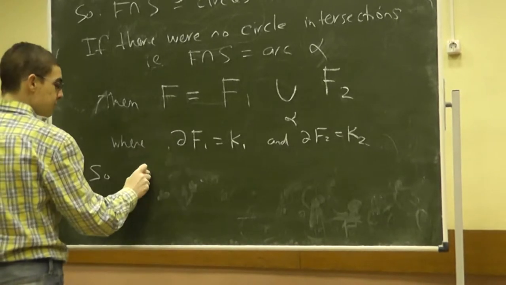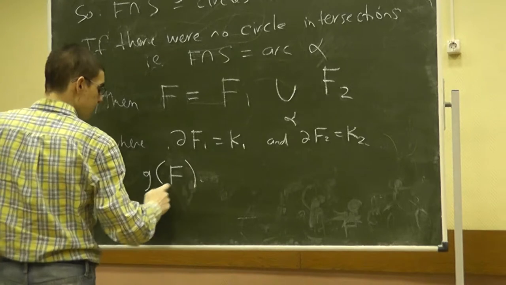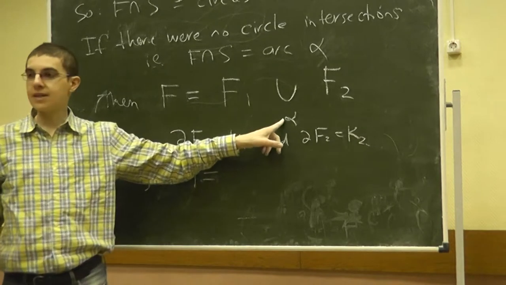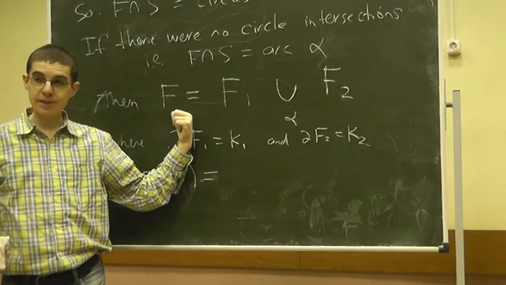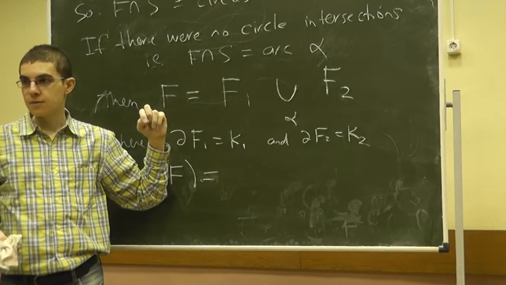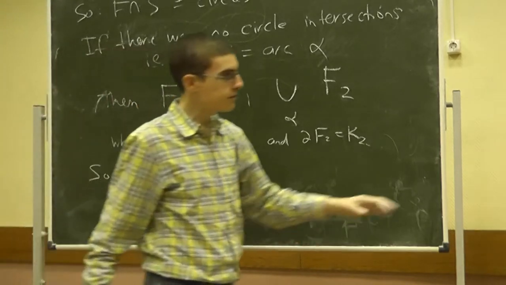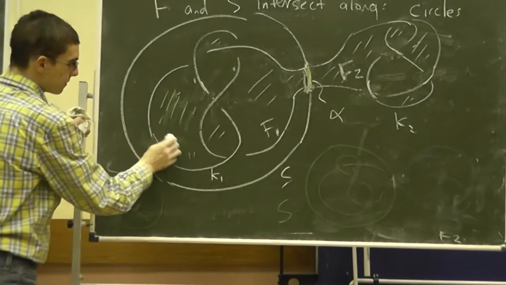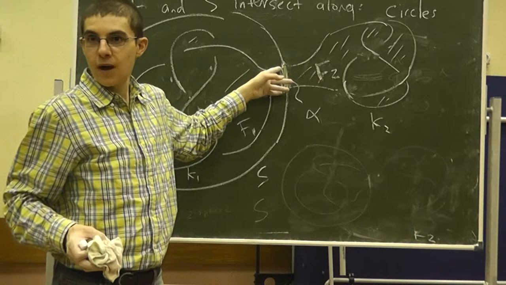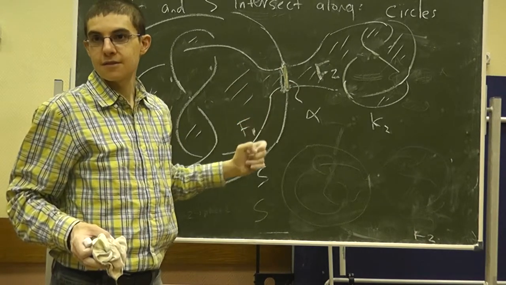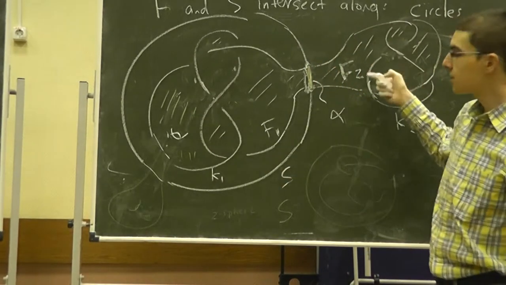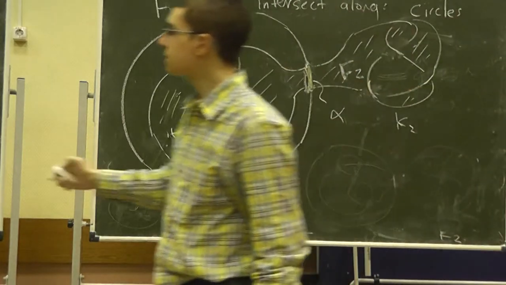Now the genus of F. If we have two surfaces glued along an arc, what is the relationship between the genus of F and the genus of these two surfaces? What does your gut tell you? If I have a surface here with some number of handles, and I have a surface here, and they're joined along an arc in the boundary, well, the genus is just the sum. Exactly. So if we have a number of holes over here and a number of holes over here, and we join along an arc in the boundary, then the genus of F is the sum.